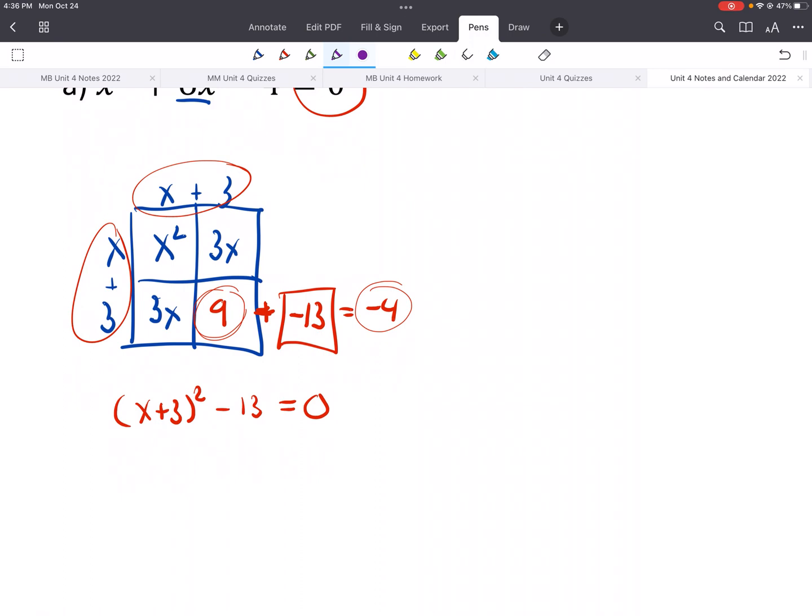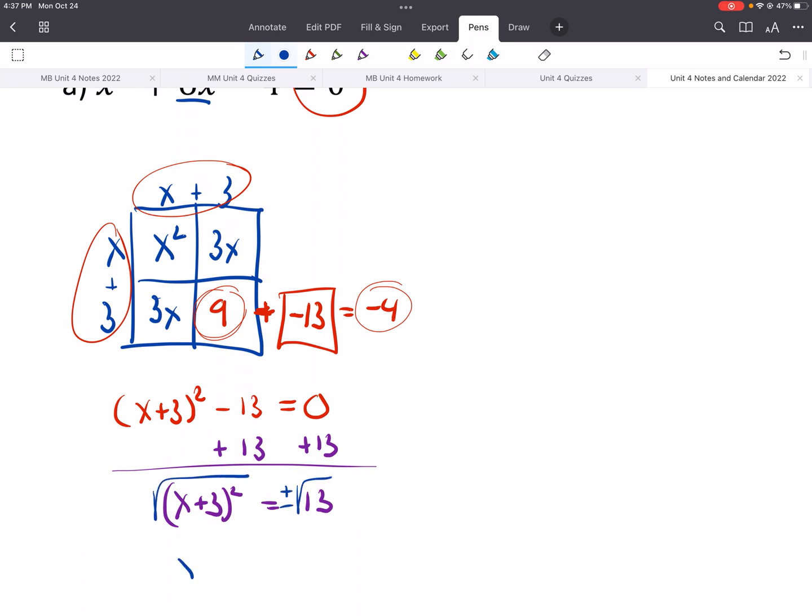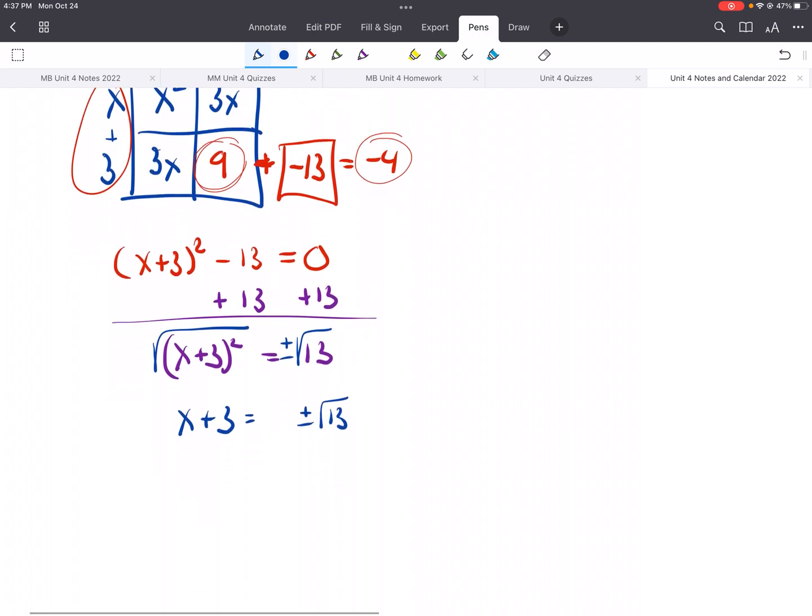So again, it's like PEMDAS backwards. We'd add or subtract first. So this is -13, so we'll add 13. So x plus 3 squared equals 13. Alright, next we would do multiplication and division, but there's none. So next would be exponents. So we would square root both sides. Don't forget the plus or minus. The square root of 13 cannot be simplified, so we'll just leave it.